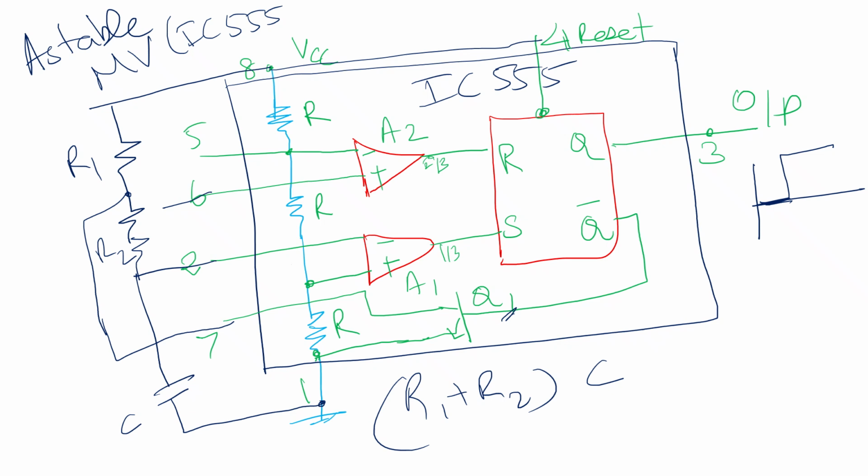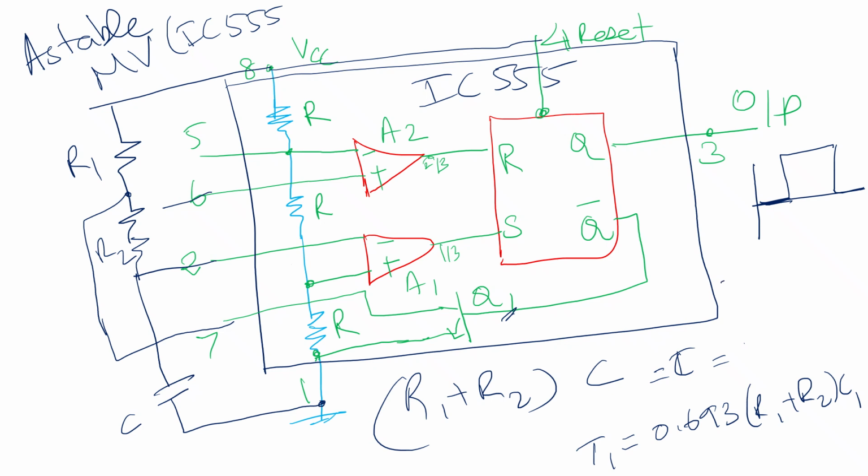So now the total tau is equal to R1 plus R2 into C1, and the time taken T1 is equal to 0.693 times R1 plus R2 into C1. Hence, this kind of astable multivibrator is used in flashing LEDs, pulse width modulation, pulse position modulation, periodic timers, etc. So this kind of astable multivibrator produces continuous pulses.